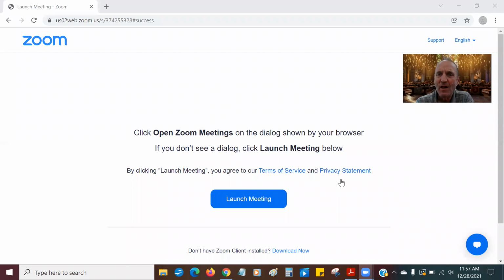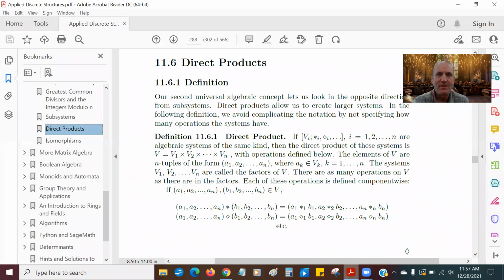Hi, everybody. We're going to do 11.6 now, which is direct products. In a weird way, it's kind of like the opposite of a subgroup. Meaning you have a group. A subgroup is when you look for little groups that are contained within a given group. A direct product is when you take a bunch of groups and combine them together to form a giant group, and that's called a direct product.